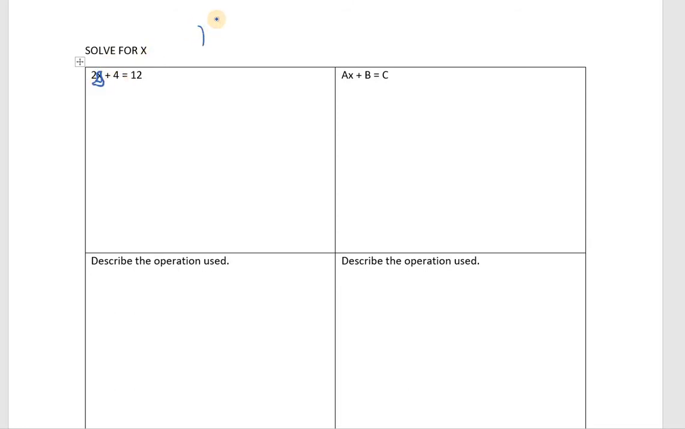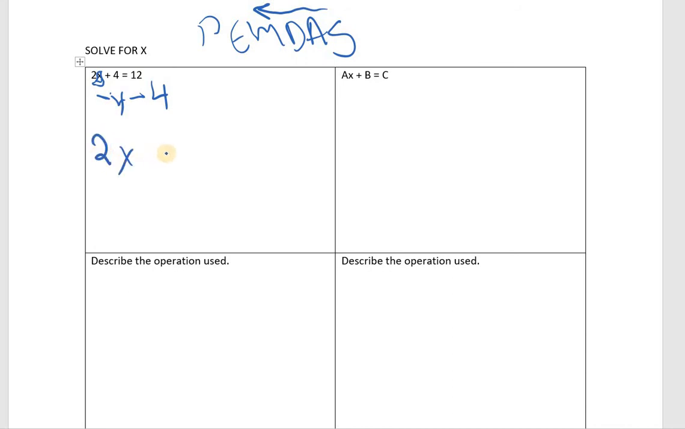So we're going to write PEMDAS. We're going to go in reverse, in the opposite direction. So we look at subtraction and addition first. Here's plus 4, so we're going to do minus 4. So we have 2x equals 12 minus 4, and the 4 and minus 4 cancel out, which is 8.